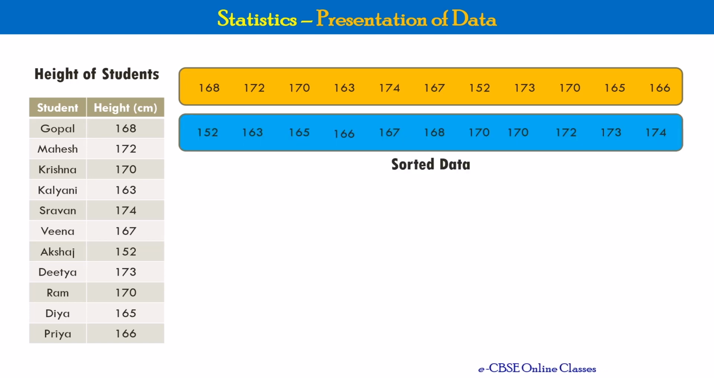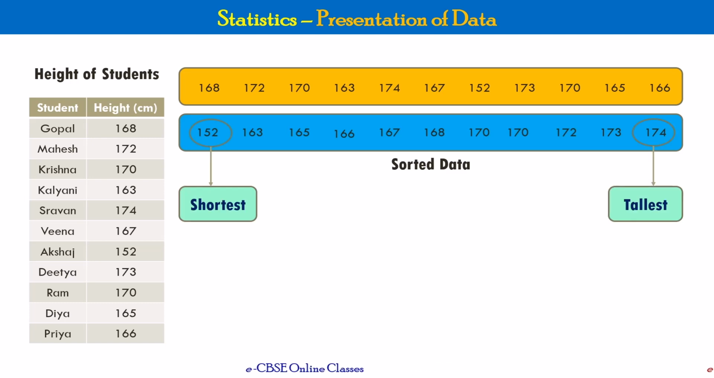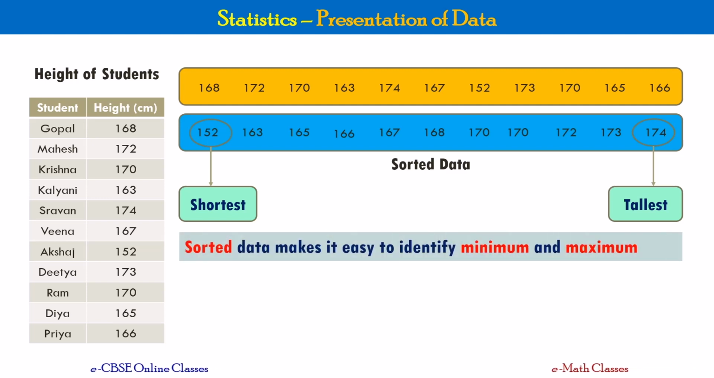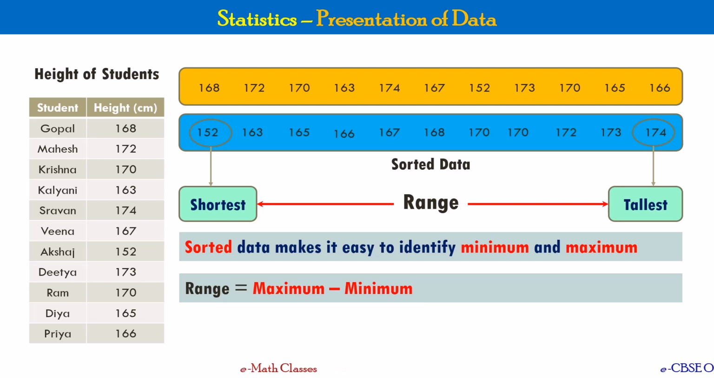This is called sorted data. The same questions can be answered very easily. The shortest here is 152 centimeters height and the tallest is 174, correct? The sorted data is making it easy for you to identify minimum and maximum. So the difference between the maximum and minimum is called the range of the data, and basically sorting is helping you identify minimum and maximum, correct?